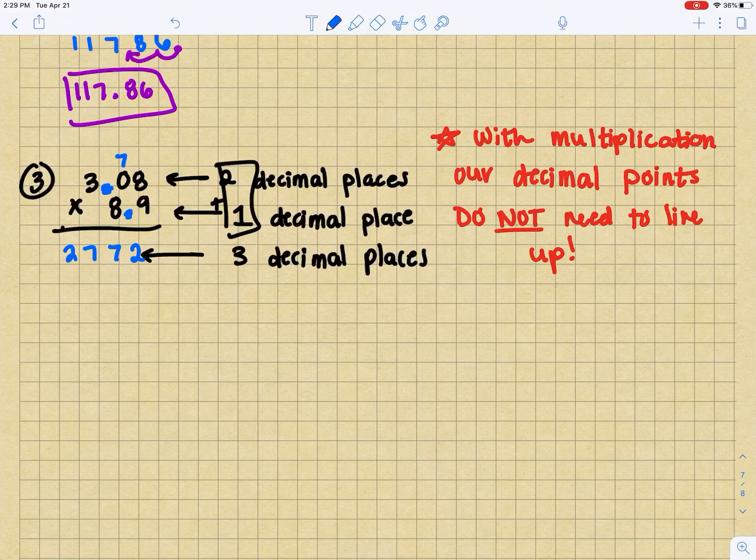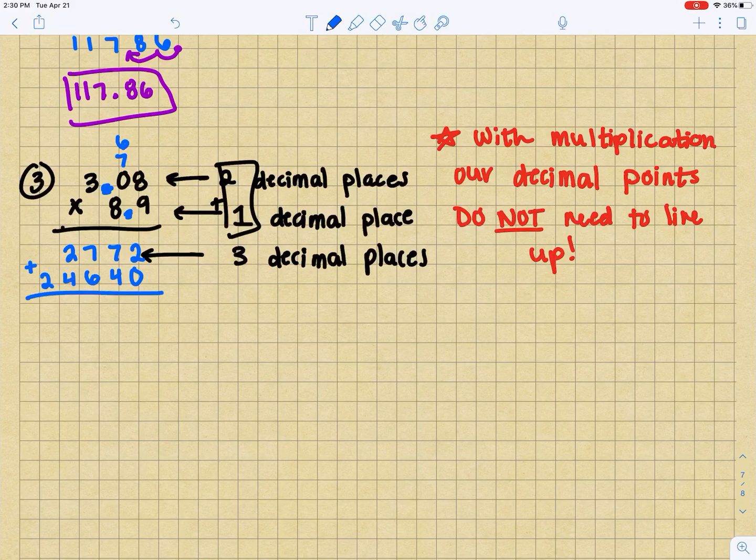All right, next digit over. 8 times 8 is 64. I carry the 6, and I drop the 4. I forgot my placeholder. There we go, placeholder. 8 times 8 is 64, drop the 4, carry the 6. 8 times 0 is 0, but 0 plus 6 is 6. And then the last one, 8 times 3 is 24.